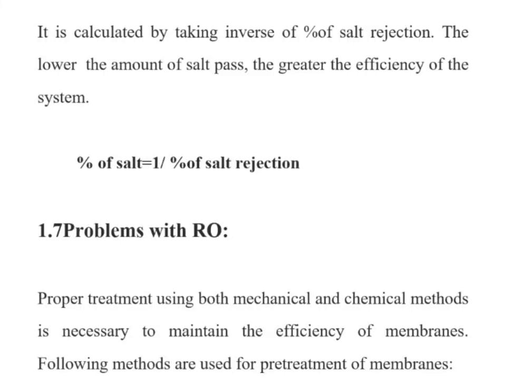Next one is percentage of salt passage. How much percentage of salt is present in our pure water? It is calculated by simply taking the inverse of percentage of salt rejection. If a lower amount of salt passes, the greater is the efficiency of the system.